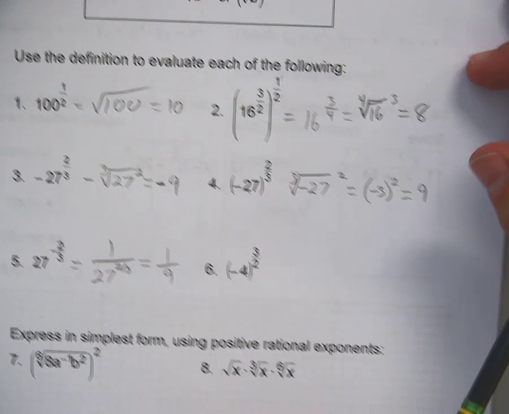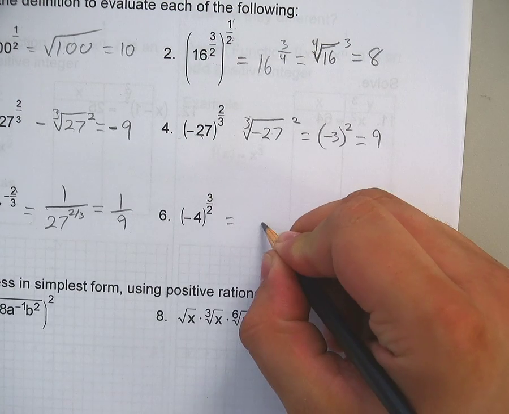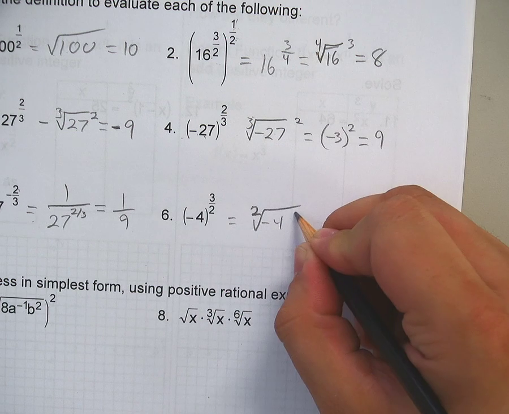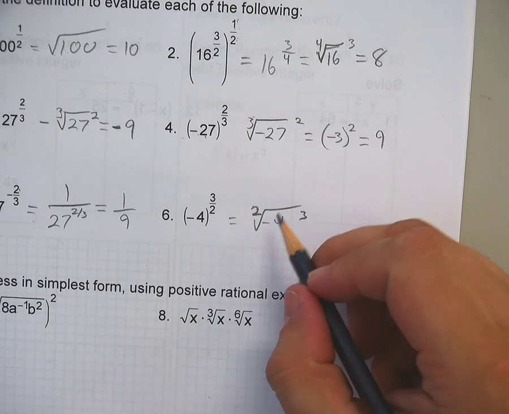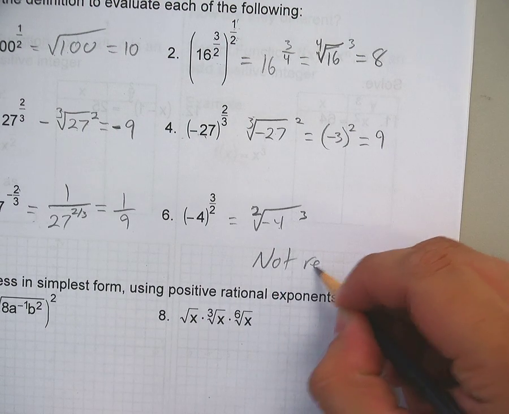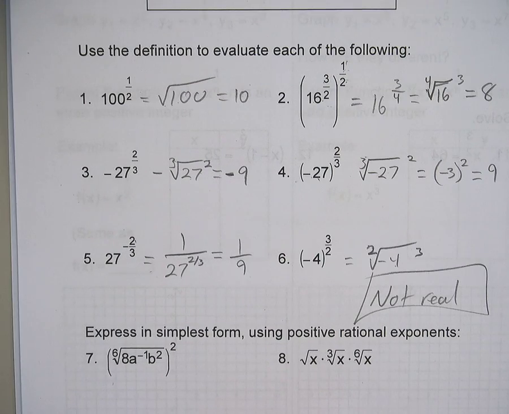Number 6. On here, negative 4 to the 3/2 power, same old. Negative 4. This is the square root, cubed. Interesting thing happening here is that we have a square root of a negative number, which is not real. So there is no answer there. It's just a non-real number. Square root of a negative can't happen.